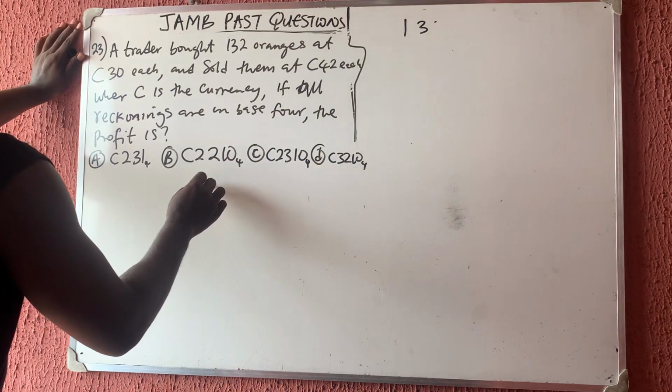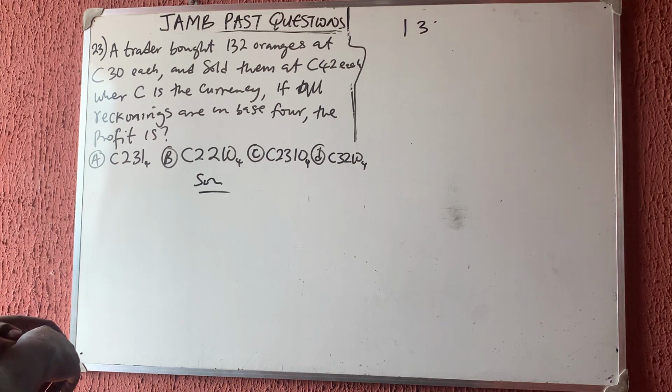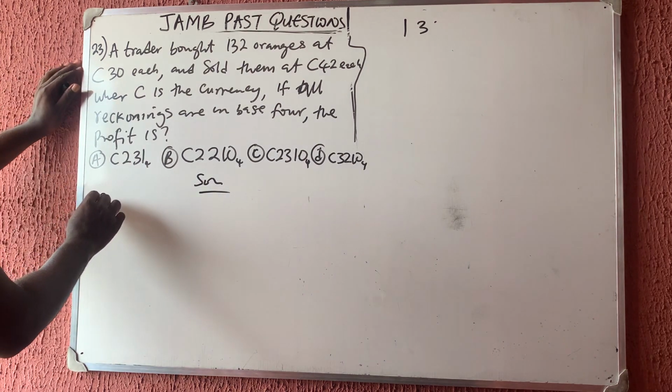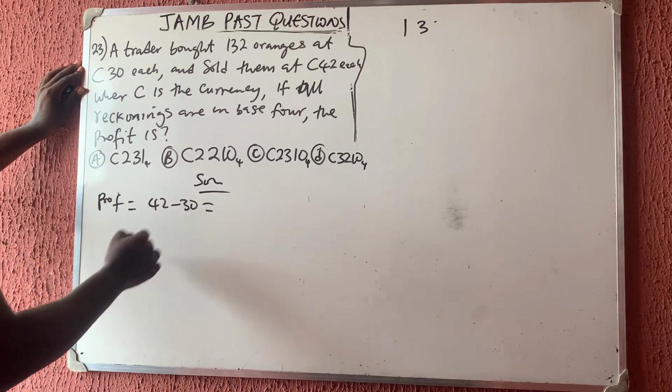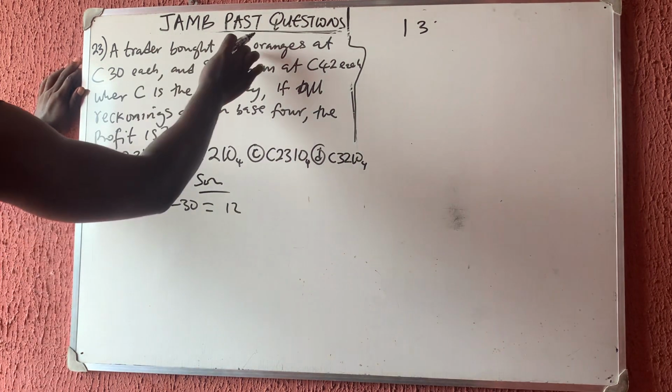All right, so let's quickly solve this question. This is a very simple question. They said a trader bought 132 oranges at this price and sold it at this price. So the profit he's making is going to be 42 minus 30, which will give you 12 for each of them. And he bought this number of oranges.